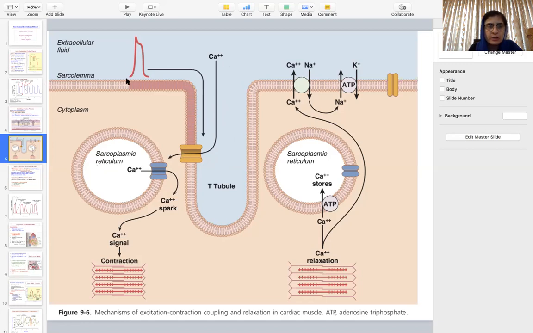When the action potential travels along the surface of the cardiac muscle, it enters deep down into the T tubules and causes the opening of the dihydropyridine receptors, which causes influx of calcium ion from the ECF into the ICF. That causes opening of the ryanodine receptor, which causes release of the calcium ion stored in the sarcoplasmic reticulum into the ICF. The amount of calcium ion released for each contraction of the cardiac muscle is called the calcium spark.